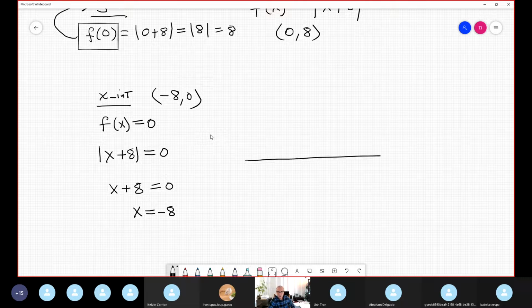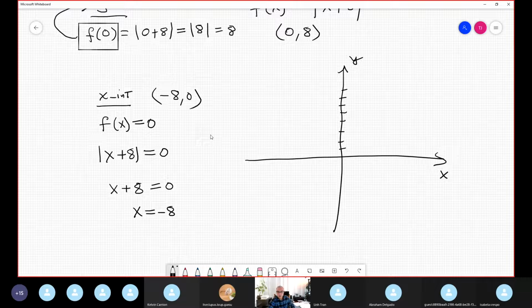I suppose that my graph looks like that. This is the x-axis. This is the y-axis. And the y-intercept was (0, 8). 1, 2, 3, 4, 5, 6, 7, and 8 here. (0, 8) represents the y-intercept, and negative 8, 0, 1, 2, 3, 4, 5, 6, 7, and negative 8 here.